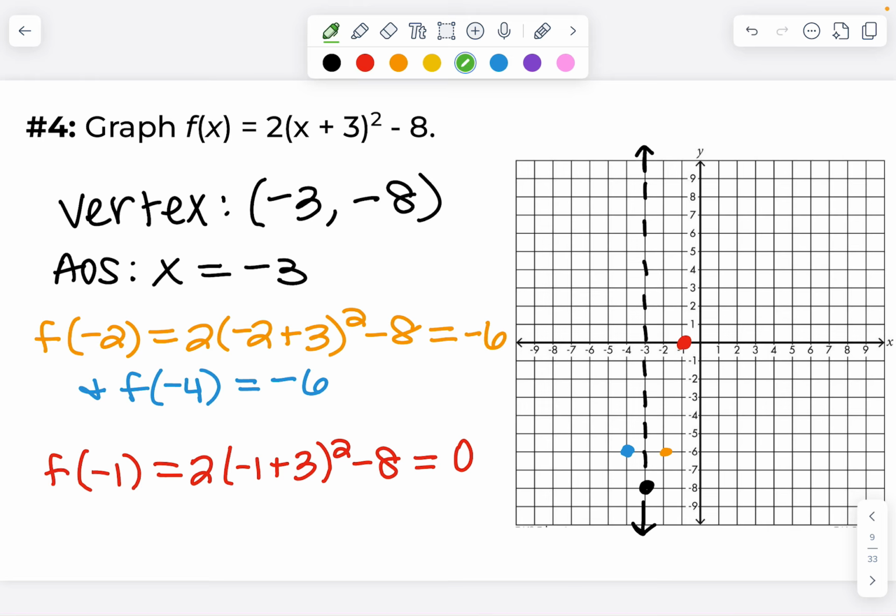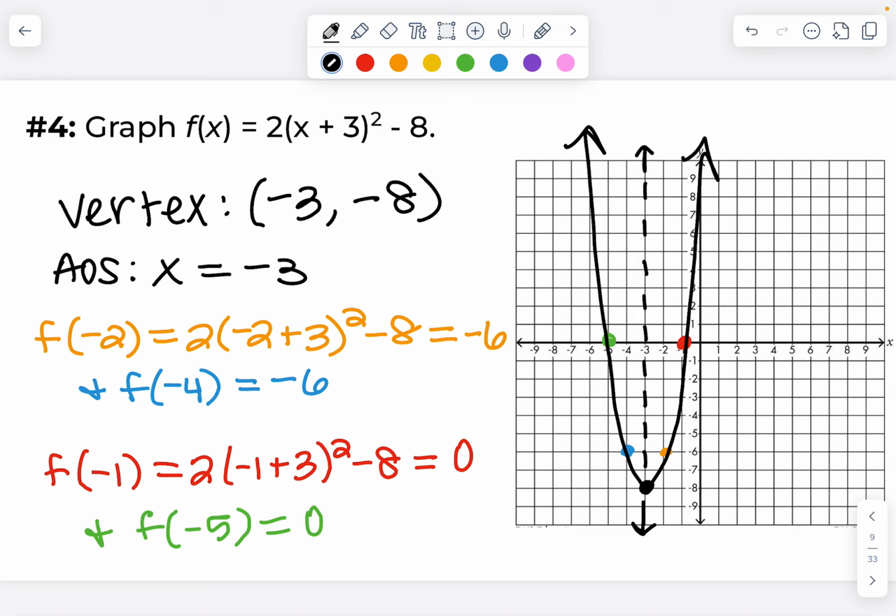Now, I'm going to, again, use that point to help me find one more point. Notice that's 2 to the right, so I'm going to go 2 to the left, and plot my next point. So not only did I find f of negative 1, I also found f of negative 5, and it has the same y value of 0. So that is my function. Now, I'm going to draw the line for the graph through these points to do my little sketch. And that is a sketch of this graph.